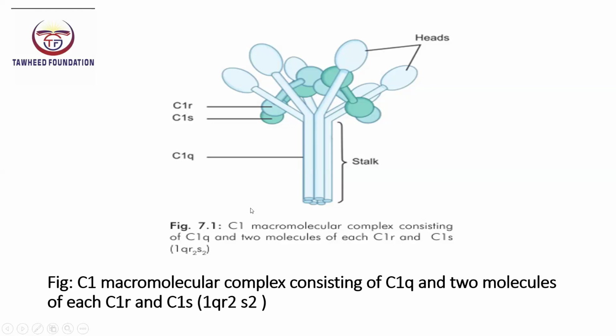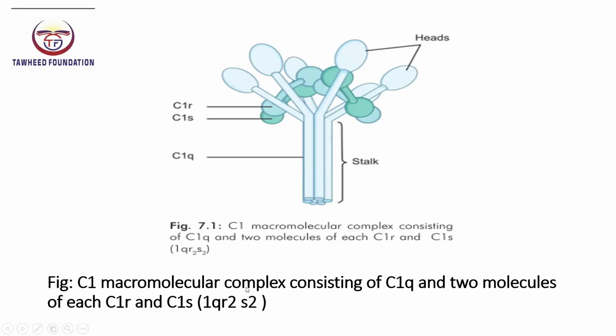So in all, C1 is the starter of the classical complement pathway, composed of C1Q recognition, and C1R and C1S enzymes. C1Q binds antibodies, activates C1R, C1R activates C1S, and C1S cuts downstream proteins. These steps amplify our immune response to invading microbes.